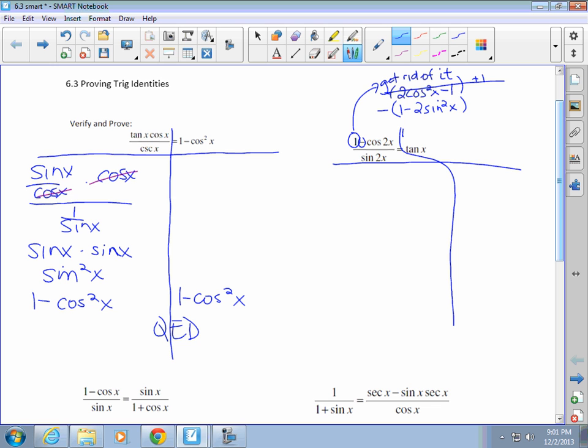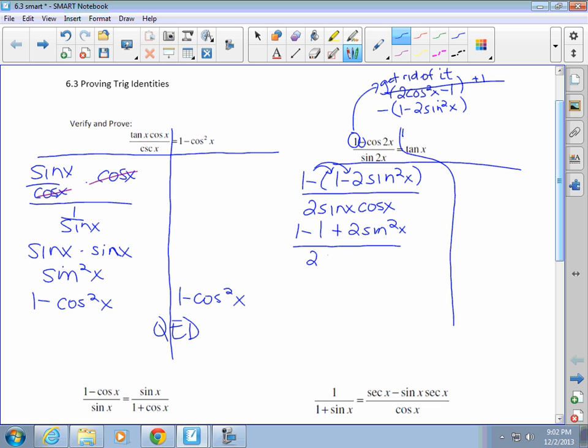I'm going to do this because I don't need as much room on my right side. So this is the same as saying 1 minus 2 sine squared x. Sine 2x is just 2 sine x cos x. So what I have here is 1 minus 1 plus 2 sine squared x. So I've just distributed that negative over 2 sine x cos x.